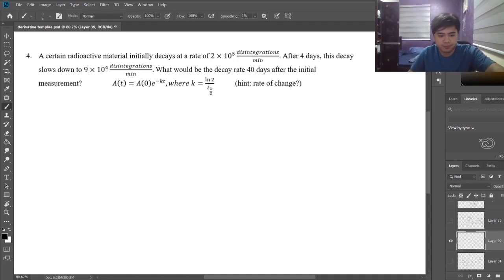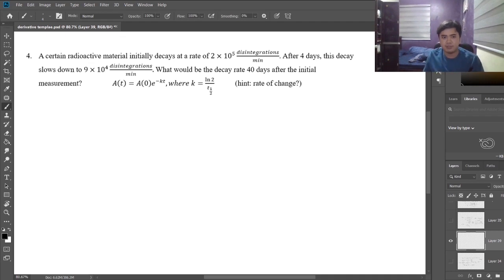And on to the next question. Number 4. A certain radioactive material initially decays at a rate of 2 times 10 to the 5 disintegrations per minute. After 4 days, this decay slows down to 9 times 10 to the 4 disintegrations per minute. What would the decay rate 40 days after the initial measurement be?